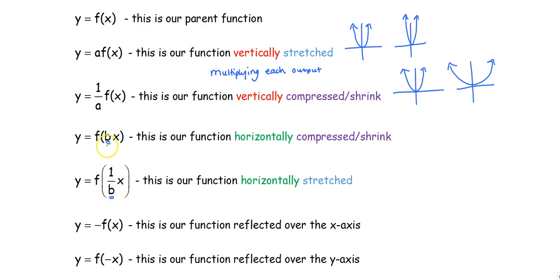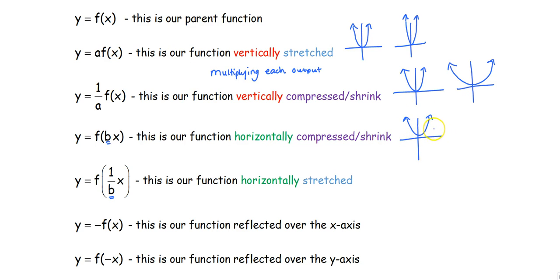If it's inside of the function, then it's going to be horizontally compressed. This is where things are going to get a little bit tricky. Here's our parent function. If my number is greater than 1, so if I'm multiplying it by a whole number, 2, 3, 4, 5, and it's inside the function, rather than vertically stretching the way it did if it was a whole number on the outside, I'm going to horizontally compress it. So vertically goes up and down, horizontally goes left and right.